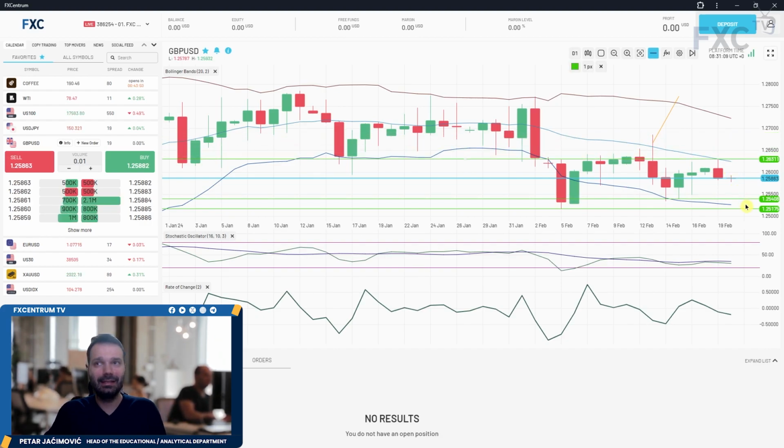In that case, if the market can trade and hold above 1.2830, there is a chance for a full retest of this pin bar high at, I will say, 1.2685. Now, if that's not the case and we see further downside movement, then there is a chance for the retest of support areas and swing lows around 1.2540 and 1.2520.